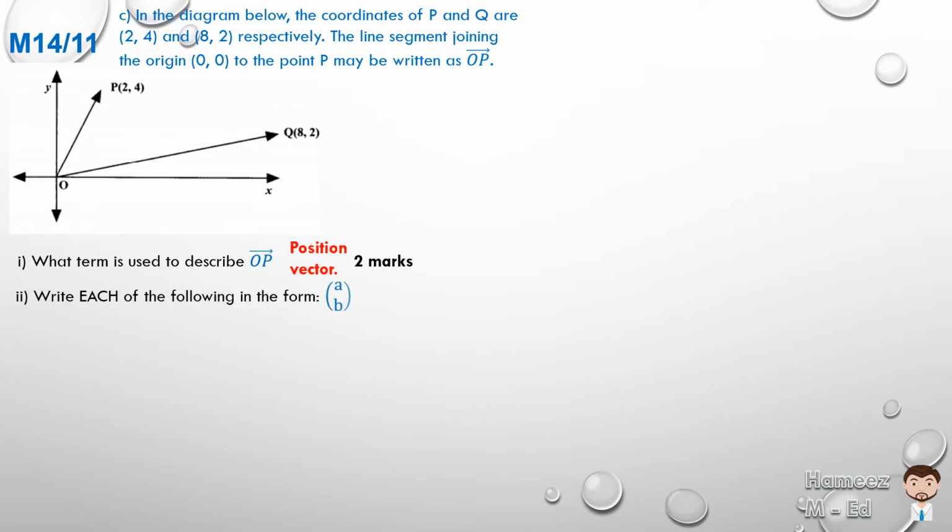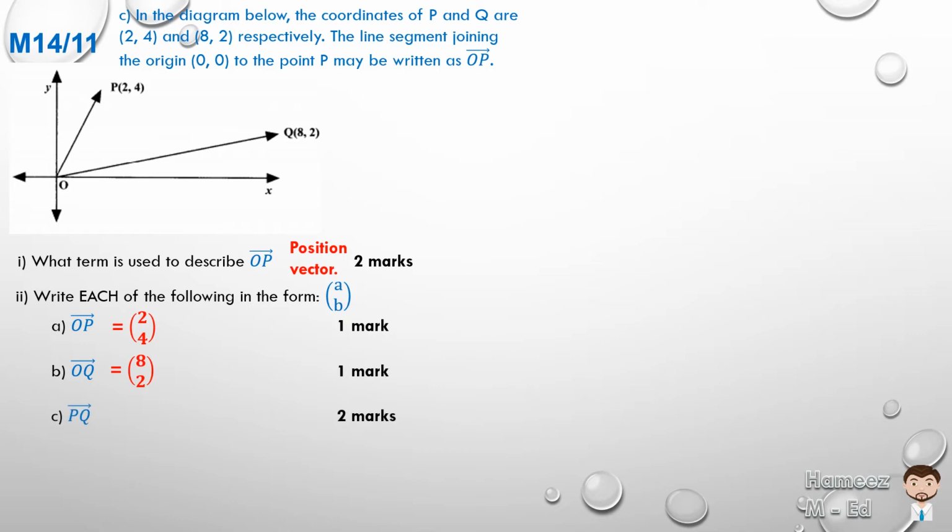Part 2. Write each of the following in the form of a column vector. So OP was given as (2, 4), written as a row vector. To convert it to a column vector, we just put the x value on top, 2, and the y value below, 4. And there is no comma here. There's no division sign. Those are two separate components. And OQ, well, that will be similarly 8 over 2.